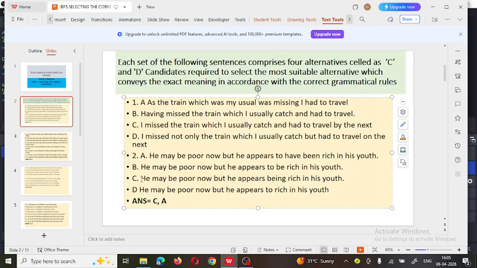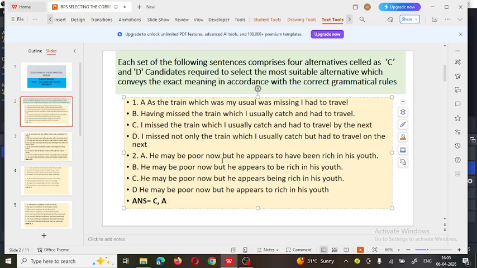C: He may be poor now, but he appears being rich in his youth. So again, being is used here, but it is not a continuous tense. Next, he may be poor now, but he appears to reach in his youth. He appears to be rich in youth or he appears to reach in youth. Both sentences are not grammatically correct. And here, as I have told you, being is used, but the sentence is not in a continuous tense. That's why this is also wrong. So only option A is correct.